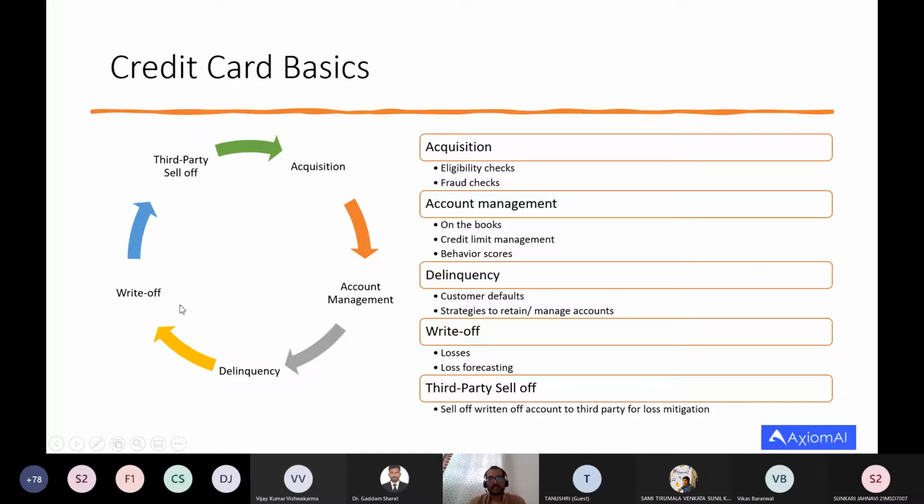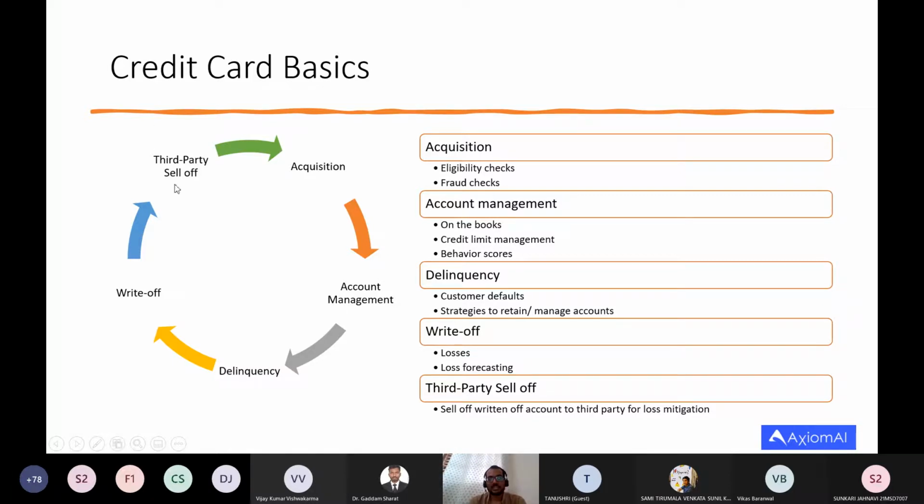Once you have booked your losses, say you have already written off that particular account, how do you still make some profit out of it? You sell that account to a third party. Say the third party is a collection agency. This is a familiar term for us in India, but there are collection agencies, companies specifically for this reason of collecting money from written off accounts, right? And they cannot do this forceful thing that Indians do.